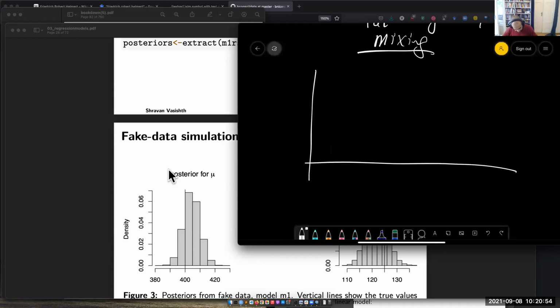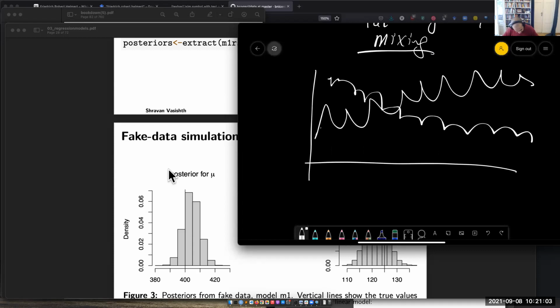So the bad situation that can happen sometimes is the following. One chain goes off like this, the second chain goes off like this, the third chain could go off like this, and the fourth chain could go off here. This is an example of chains not mixing. This is a very bad situation, and Stan and brms will both warn you that the chains are not mixing properly. So this is a situation we have to diagnose.